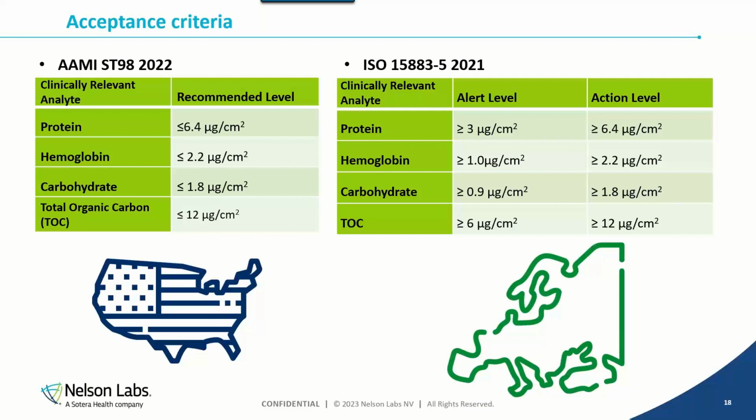So Germany has a separate standard for protein where they have more strict criteria. So they are looking towards 3 micrograms per centimeter squared. And for more critical devices, they even look at 100 micrograms per device. So here again, it's really just looking at what your target market is to decide which criteria you need and if you need these stricter criteria or not.